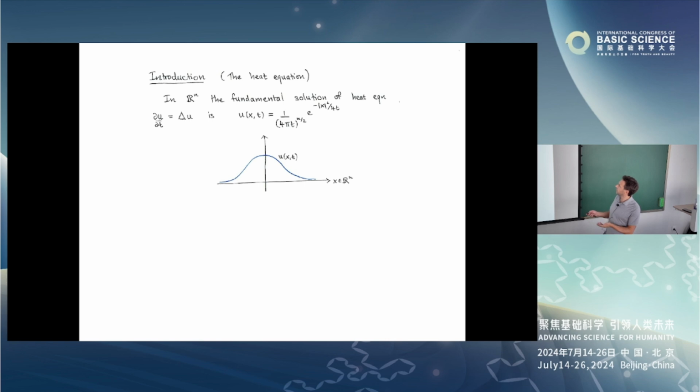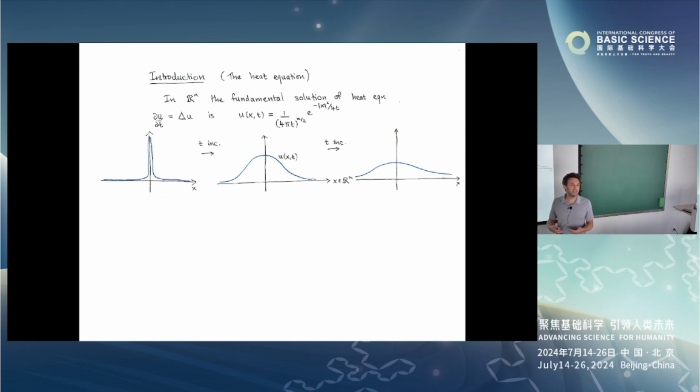What happens over time? Well, as t increases, of course, the heat diffuses, and so the curve flattens. If you go backwards in time to t is 0, all of the heat is going to concentrate at the origin. And indeed, if you take a convergence in the sense of measures, you'll get convergence to a Dirac delta measure at the origin.